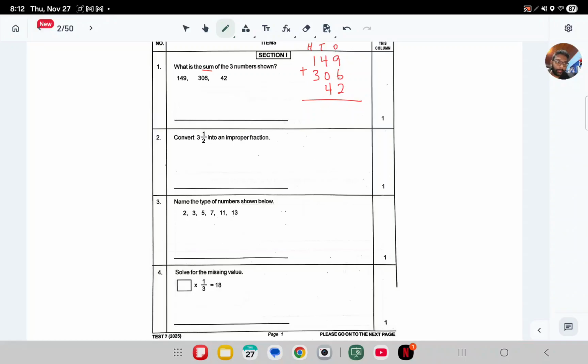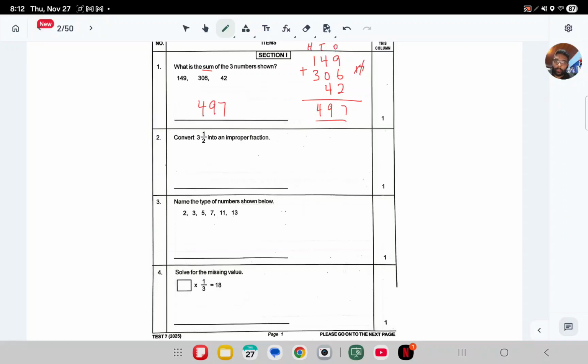So 9 add 6 is 15, add 2 is 17. 4 add 4 is 8, add 1 is 9. 1 add 3 is 4. So we got 497.